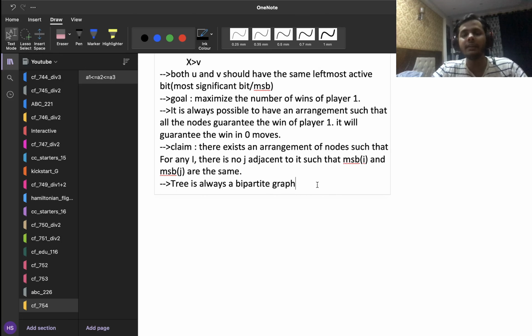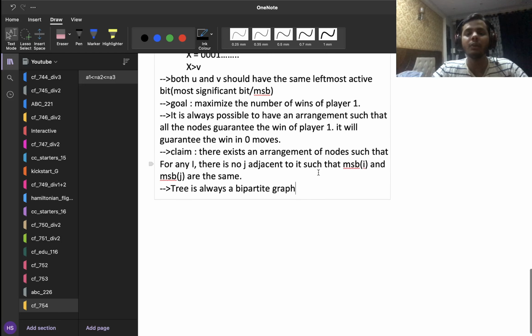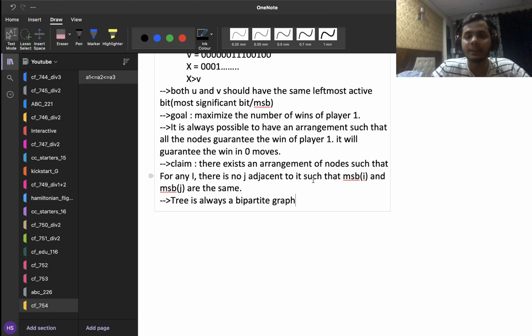And a tree is obviously a bipartite graph because if you notice, there are levels in a tree, there are nodes in odd levels and there are nodes in even levels. And any edge in a tree is always between a node at an even level and a node at an odd level. So we can just color all the nodes at even levels with one color and all the nodes at odd levels with the other color, and that guarantees that the tree is bipartite. So that is one observation.